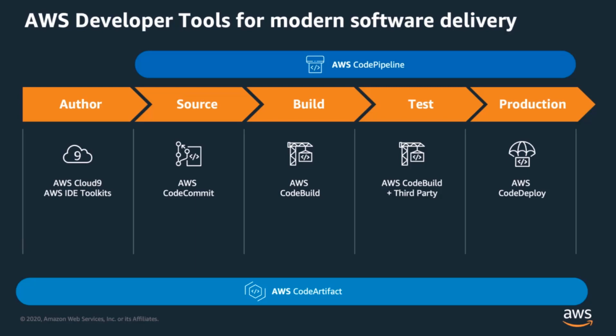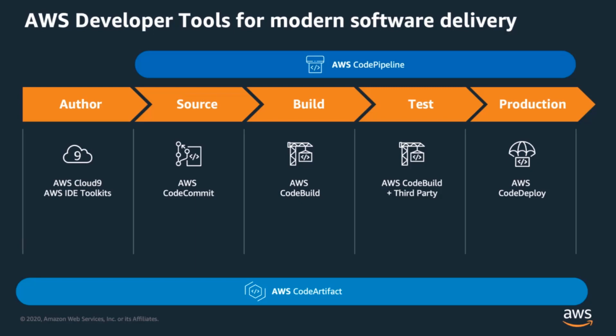Let's talk about developer tools for modern software delivery that AWS provides. Start with AWS CodePipeline, which stitches together your source, build, test, and production stages, so you have a single place to see your entire software delivery process. We also offer tools for making it easier to author software. This is AWS Cloud9, which is our cloud-based integrated development environment. We also offer IDE toolkits for JetBrains products as well as VS Code, which are plugins that you can put into these IDEs that allow you to more seamlessly integrate with your AWS resources.